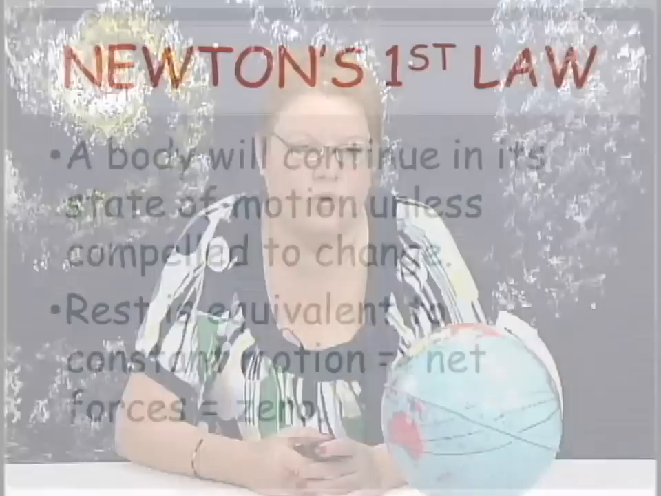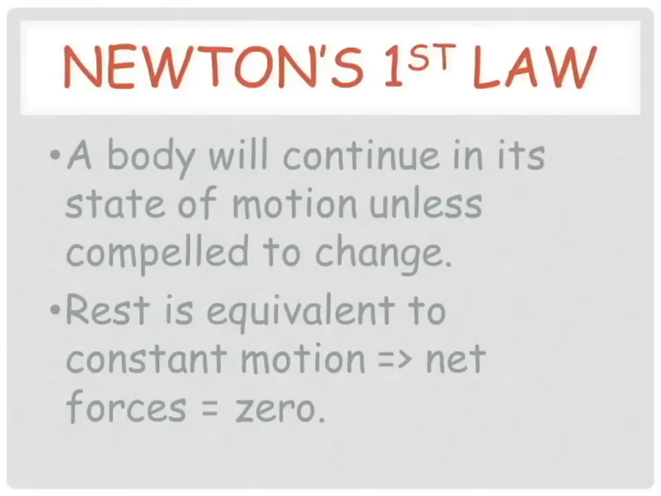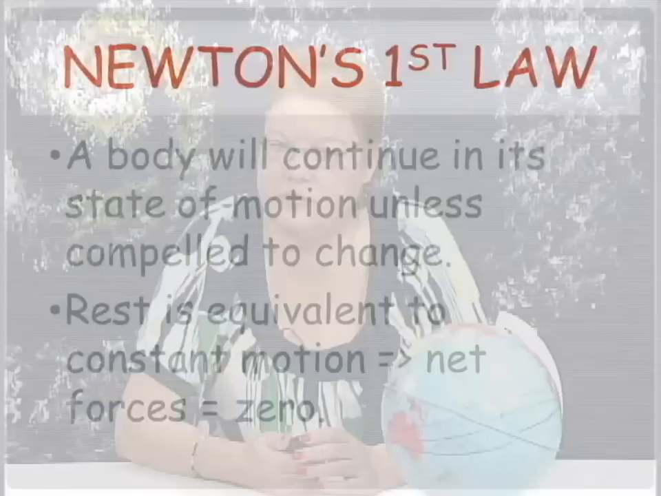Newton's first law, like I said, is sometimes called the law of inertia. It's simply that property of a body that resists a change in direction or a change in motion. That motion can change due to a change in its speed, or due to a change in its direction. One of the things that comes out of Newton's first law is that rest is equivalent to constant motion. A body will stay at rest unless acted upon by an outside force, or a body will stay in motion unless acted upon by an outside force.